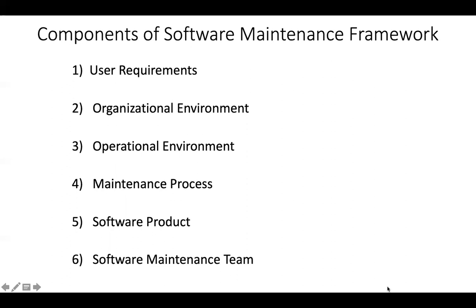Next is software product. The quality of documentation, complexity of programs, and program structure all come under software product. They are the features of it. And then the software maintenance team. Staff turnover and domain expertise are the features of it.